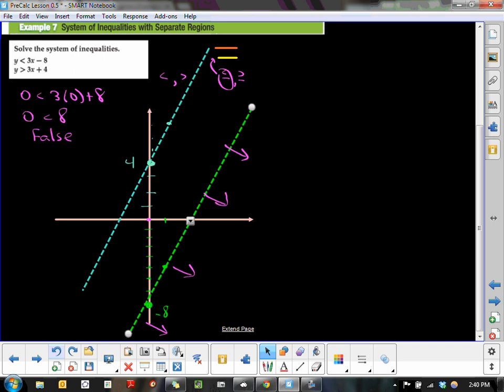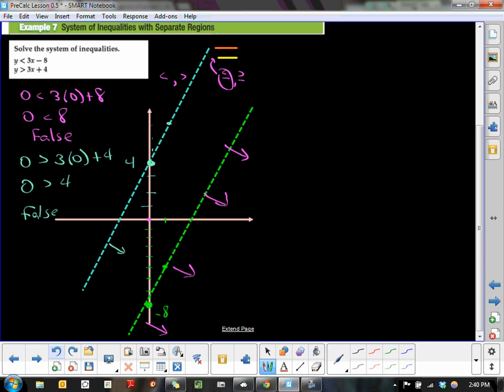Okay, so now I'm going to put in the ordered pair: is 0 greater than 3 times 0 plus 4? So is 0 greater than 4? Well, that is a false statement, which means if we went to the bottom side of that line, we'd be shading the false side. We never shade false. We always want to shade true. So that means we have to shade on the top side of the blue line. This is our solution side for the blue line.